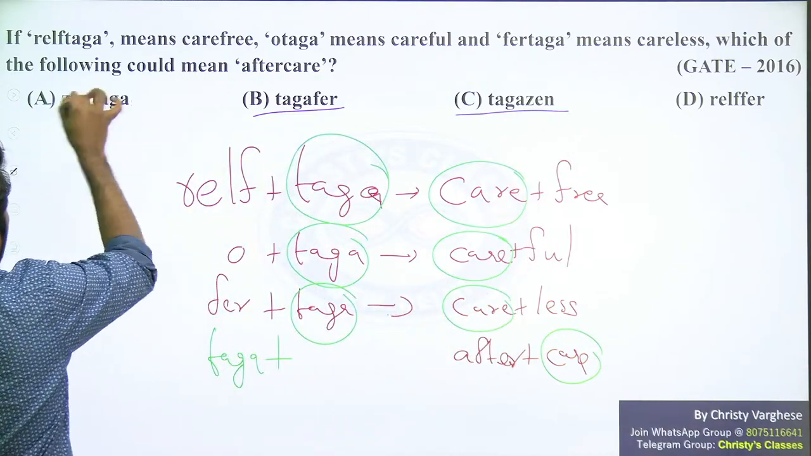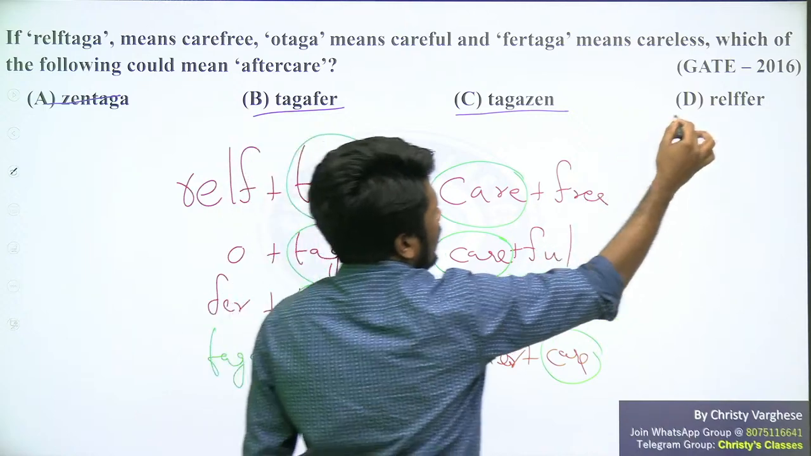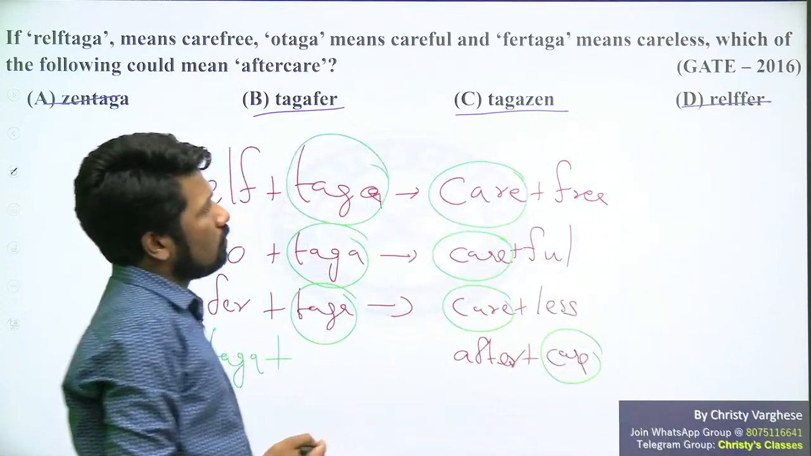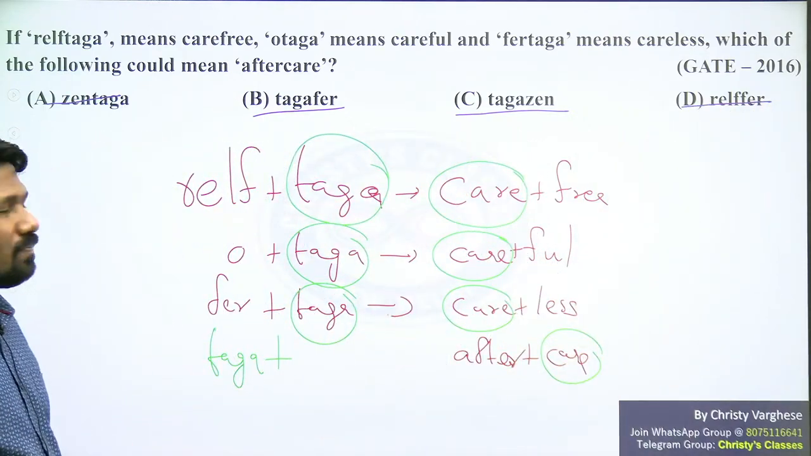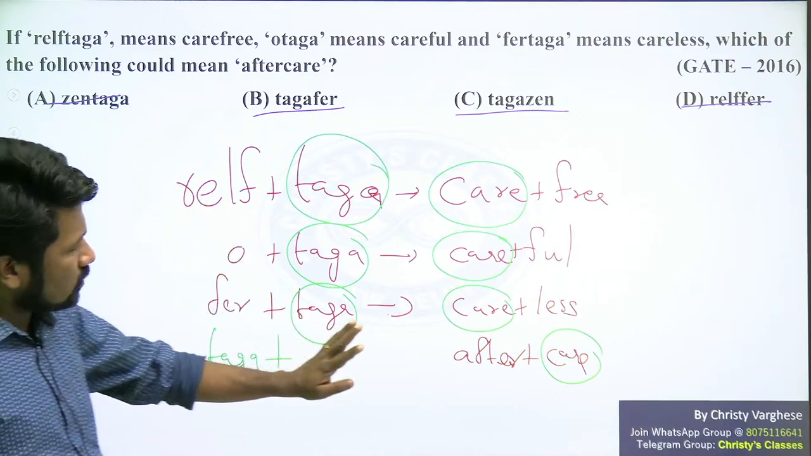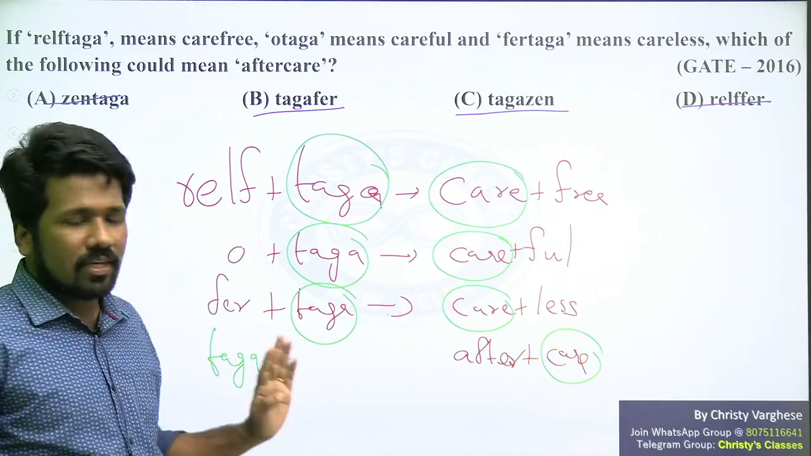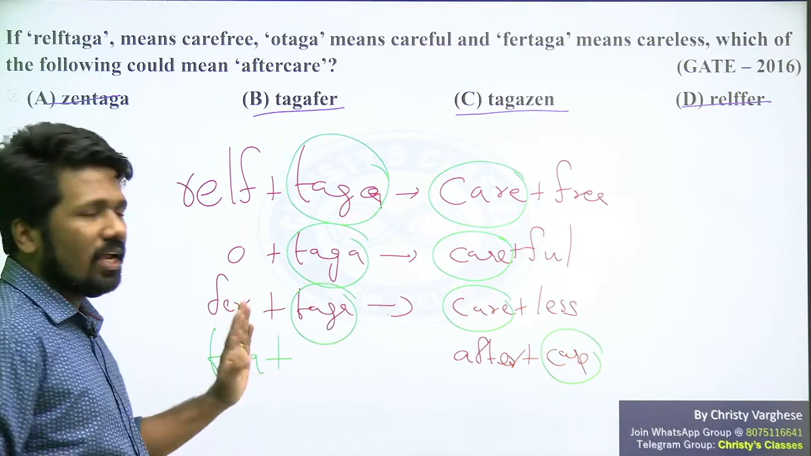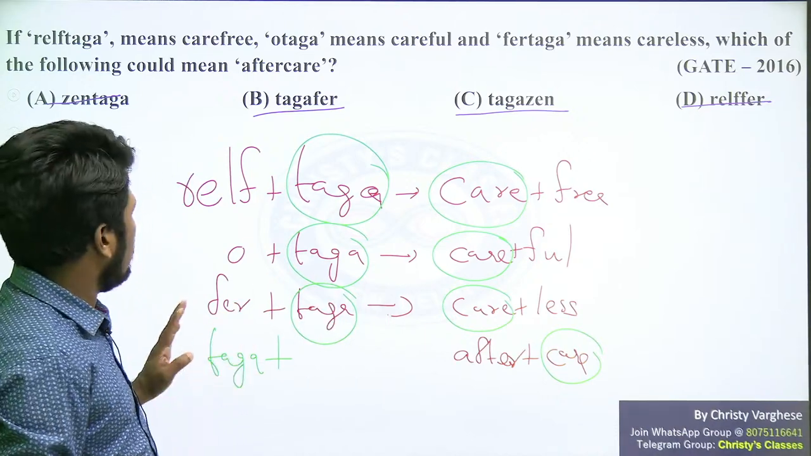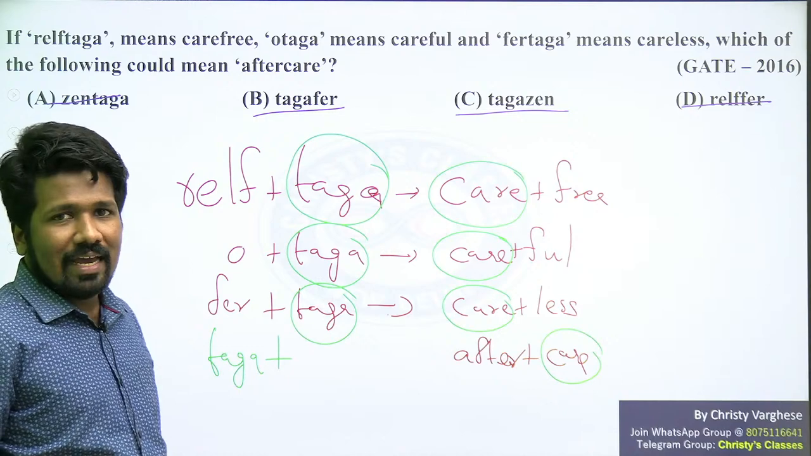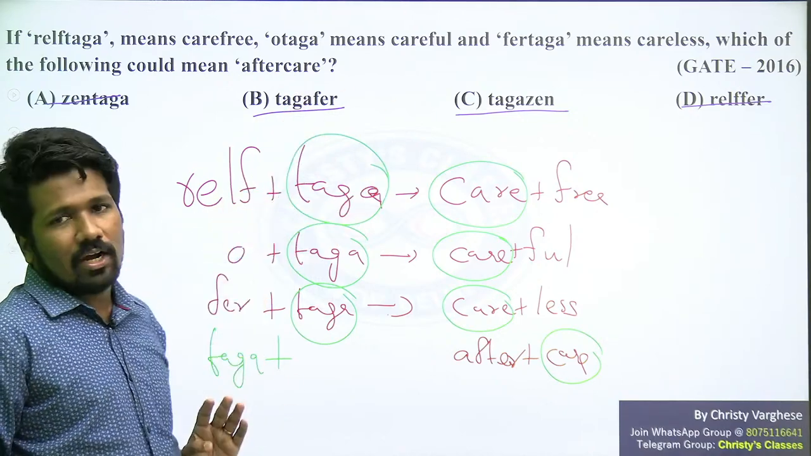Option A and option D can be readily eliminated. Did you all understand why option A and D are eliminated? Because we understood care is on the right side, so TAGA should be on the left side. If care is on the right side, TAGA should be on the left side. So definitely TAGA something should be the answer. Either TAGA fir or TAGA sen.